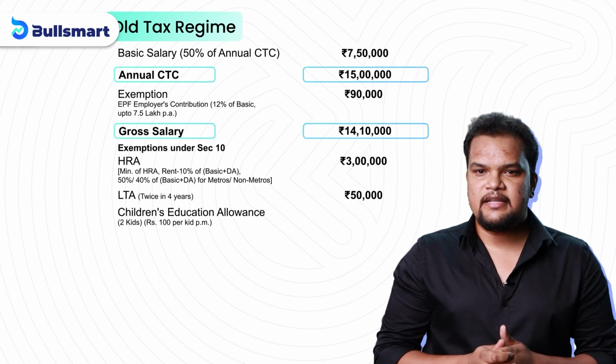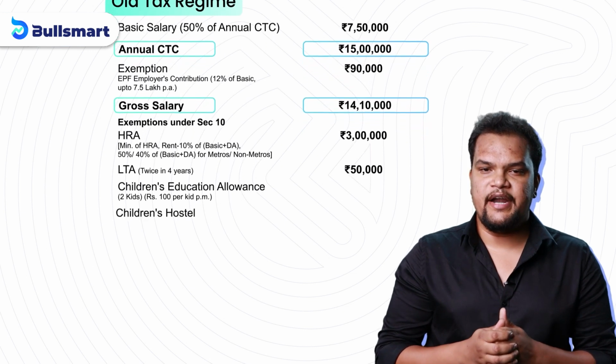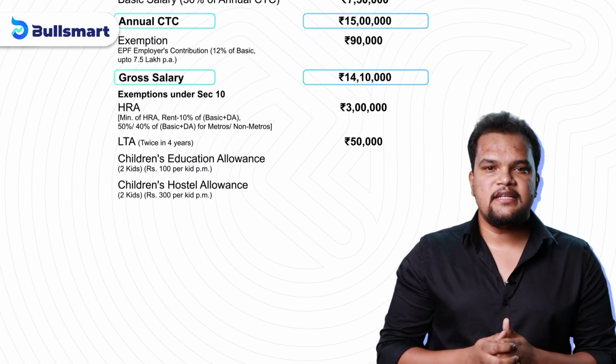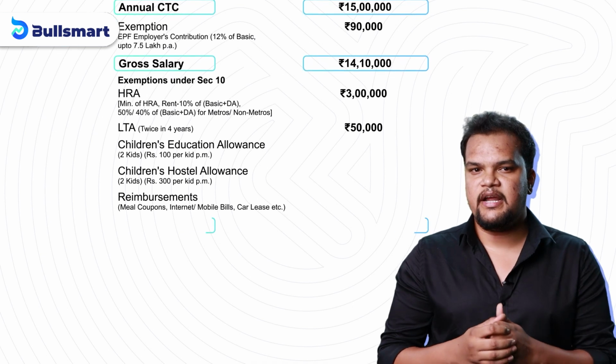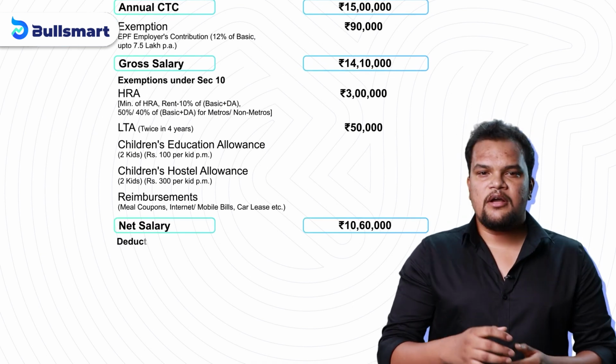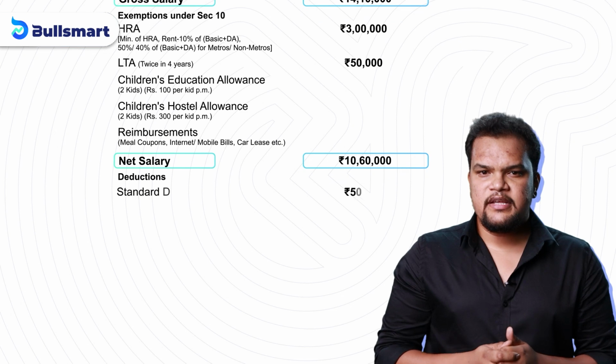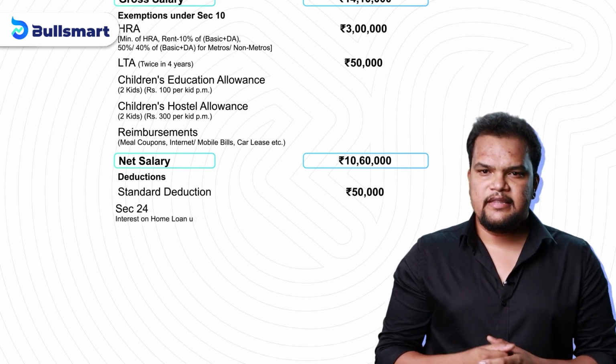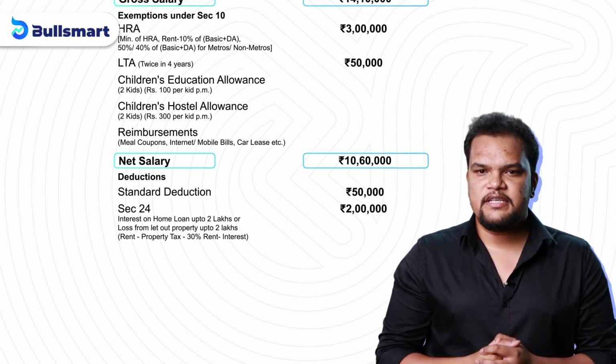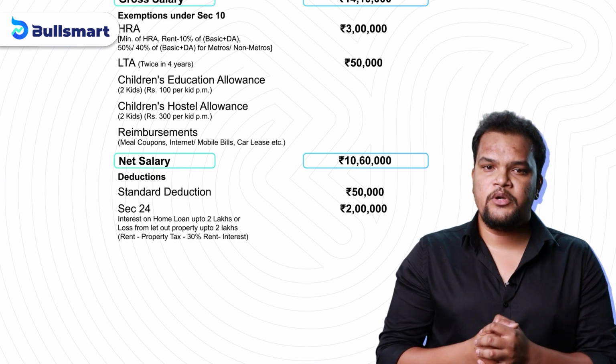You can also declare the children's education allowance, which is 100 rupees per kid per month, and the children's hostel allowance, which is 300 per kid per month. Now comes the deductions. First of all, standard deduction of 50,000. Then comes section 24, which is interest on home loans up to 2 lakhs.